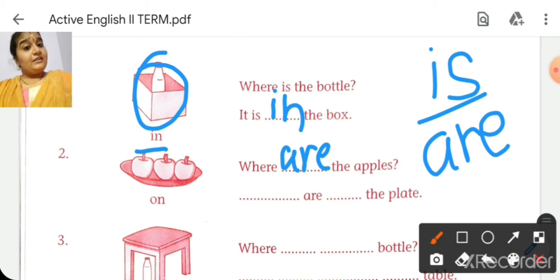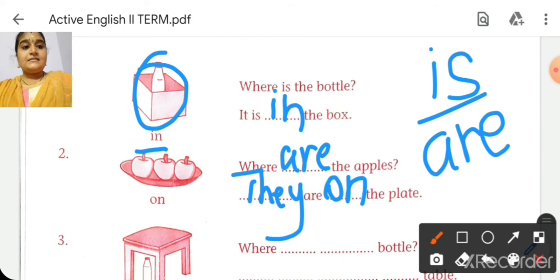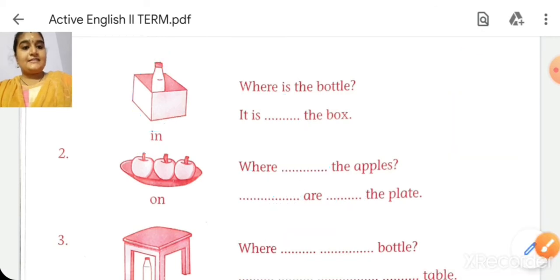Yes, we will reply they are many, right? So they are on the plate. See, they have given us they are. So they are on the plate. Yes, where are the apples? They are on the plate. Yes, did you all write it? Superb. Can we go to the next one?